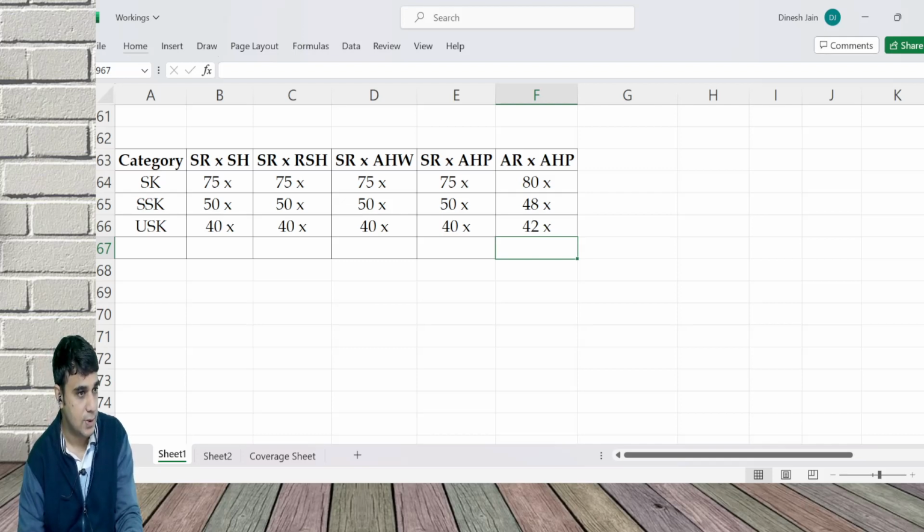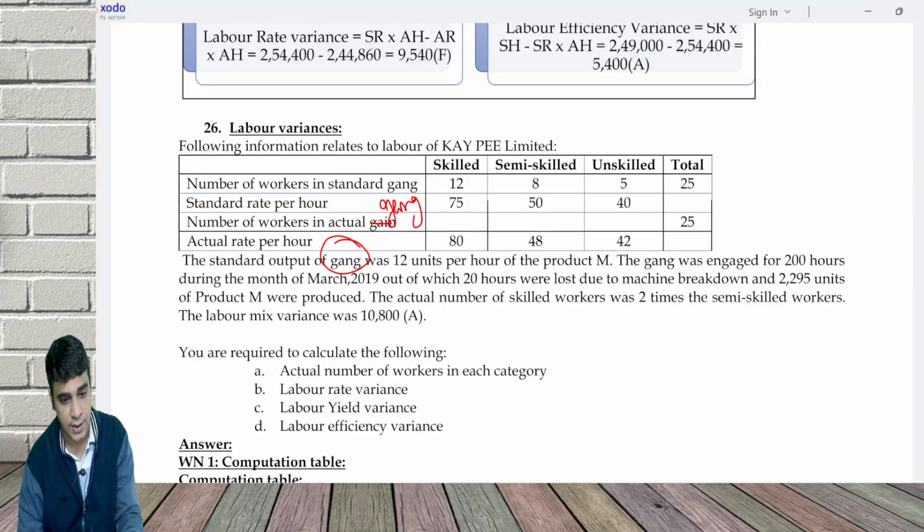Any doubts on this? Now the question has mentioned the gang has been engaged for 200 hours during the month. That is, every employee would have worked for 200 hours. The only problem I have is I don't know how many skilled, how many unskilled, how many semi skilled. So I'm not able to write the AHP number.